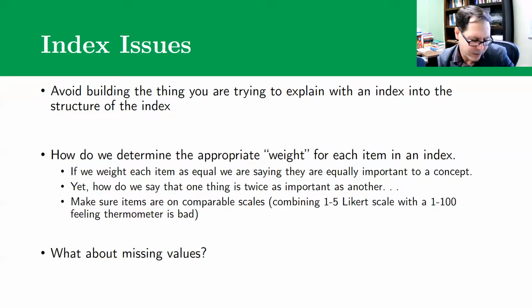Another problem that comes up with building indexes and scales, and I think this is much more universal and everybody has to wrestle with this, is how do we determine the appropriate weight for each item? If we have scales, like Likert scales, and everything's from -2 to +2, and we're adding 5 Likert scales together, maybe that's appropriate. But maybe it's not. Maybe one of those scales is really central to what we're talking about, and a couple of the scales are more tangential. Like, should they all really be weighted equally?